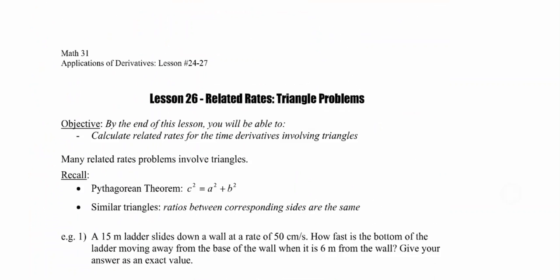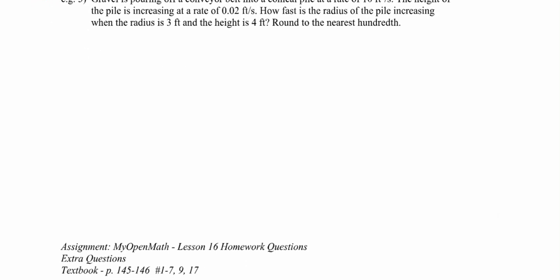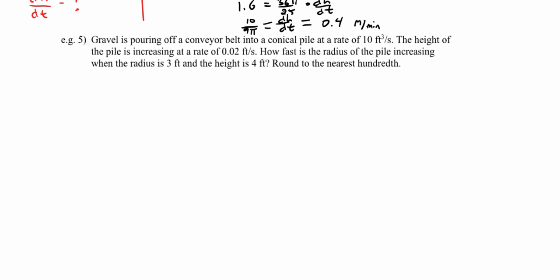All right, last one for this lesson. Okay, gravel is being poured off a conveyor belt onto a conical pile at a rate of 10 feet cubed per second. The height of the pile is increasing at a rate of 0.2 feet per second. How fast is the radius of the pile increasing when the radius is 3 feet and the height is 4 feet? Round to the nearest hundredth.